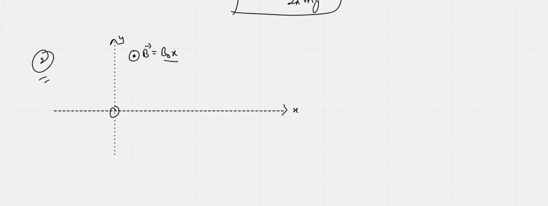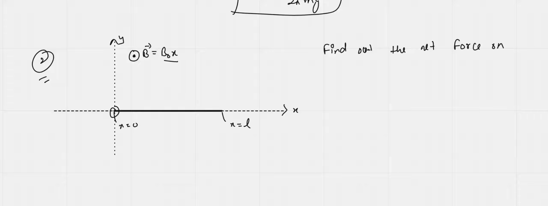Understood? But I'm also saying there's a wire which I have kept at this point. This is a wire. So this is a wire I kept at this position. This is x0. This is x equal to length, so you can get to know the length of this wire. Your task is to find out the net force on the wire. That's what you need to calculate.